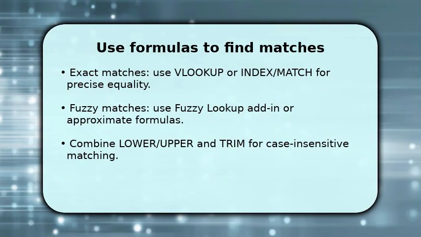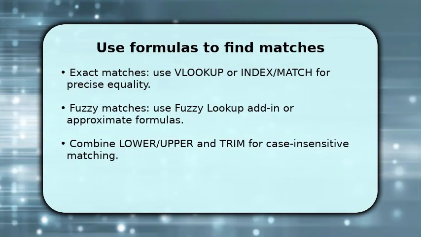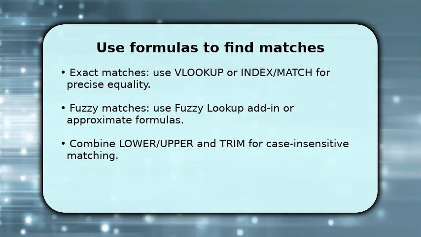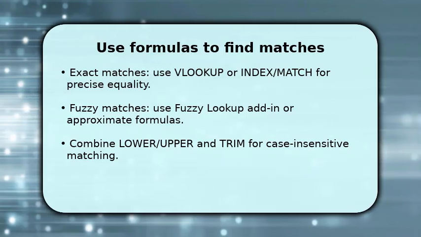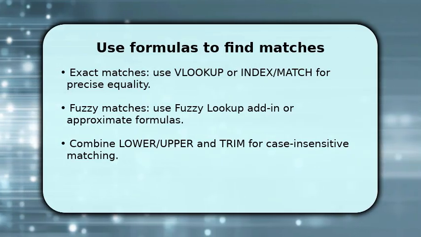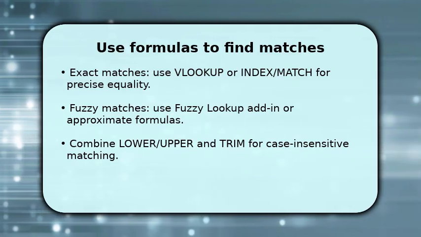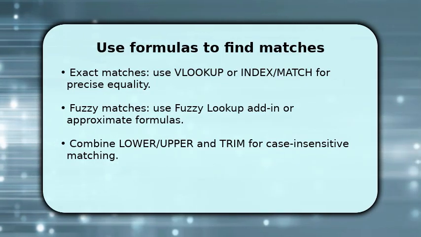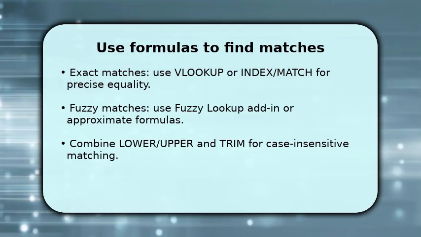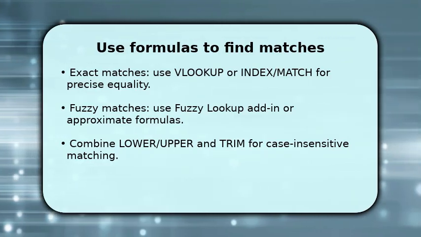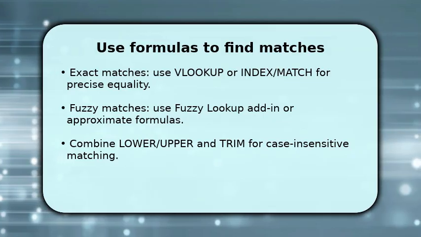Now you implement the matching logic. For exact matches, use VLOOKUP with false or index/match to return a match from the second list. Explain why index/match is more flexible when columns move. For case-insensitive checks, wrap both sides with lower or upper. That prevents mismatches caused by capitalization.